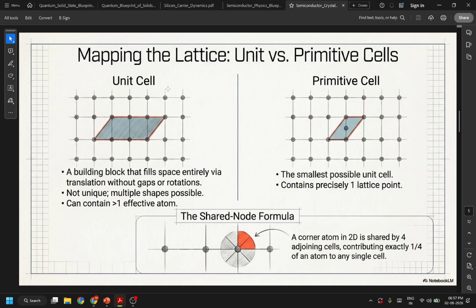So its shape and number of atoms is not defined, it can have multiple, whereas a primitive cell is defined as the smallest possible unit cell, and it contains precisely one lattice point.